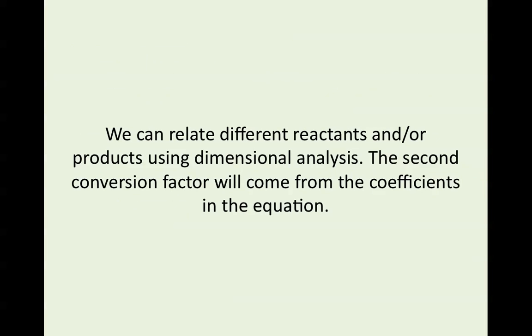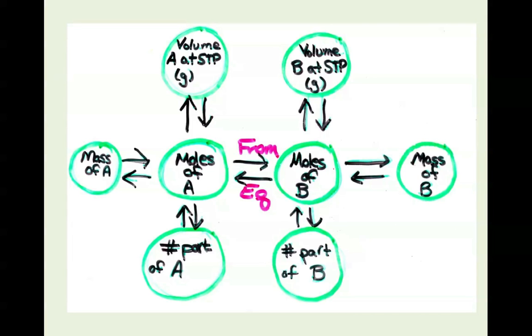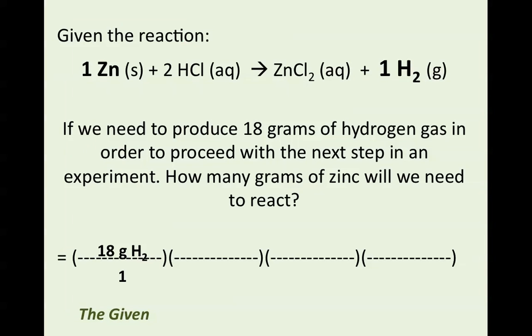Well, we can relate different reactants and/or products using dimensional analysis. However, our second conversion factor is going to come from the coefficients in the equations. What makes this type of question different than what we've done so far is, before we've only worked on one side of this. We worked with the same exact compound or element throughout all the calculations. Now we're relating two different elements or compounds, either two reactants or reactant and product or two products.